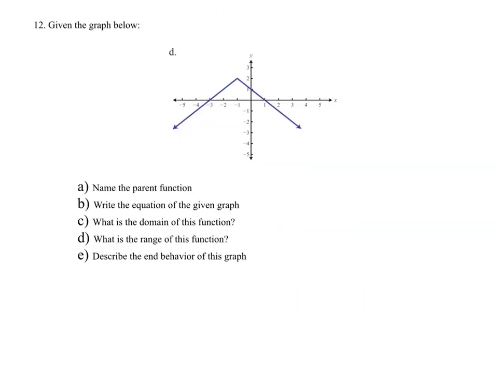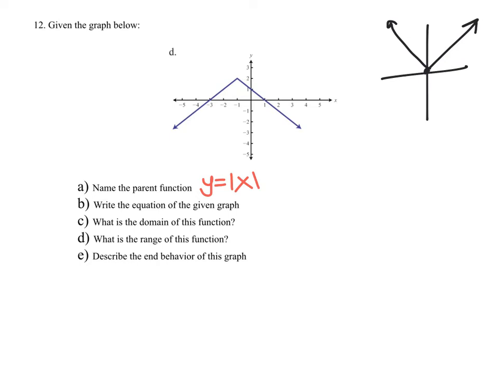Alright, the last question asks you about a function that is graphed, and it asks you a few questions about that function. Now the first question says, state the parent function that would look like this graph. Well, the parent function that looks best like this graph is the absolute value of x, which looks like a V. And this is absolutely a V graph. So we're going to state our parent function as y equals the absolute value of x.